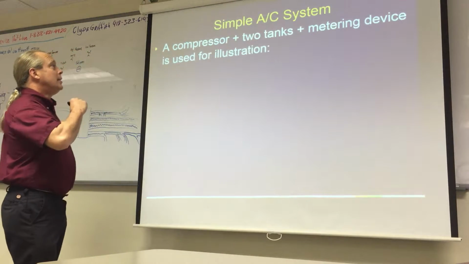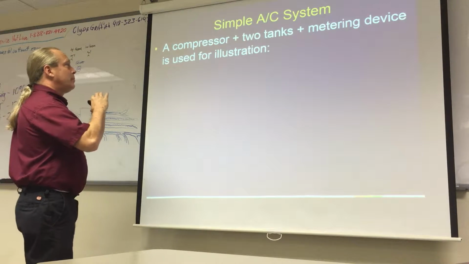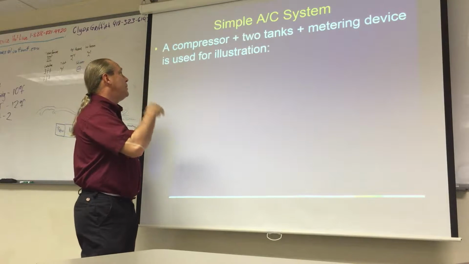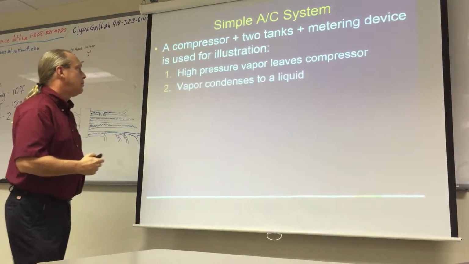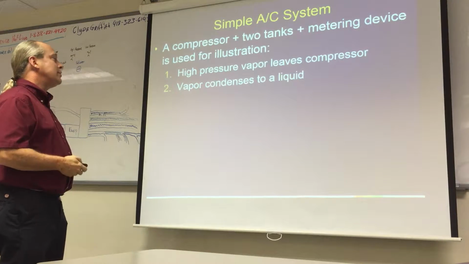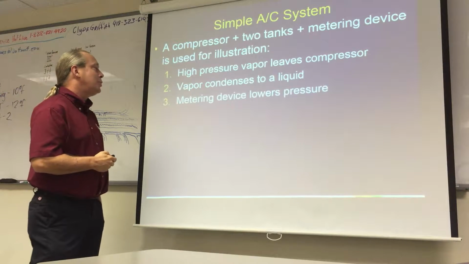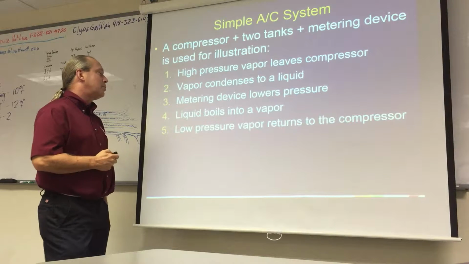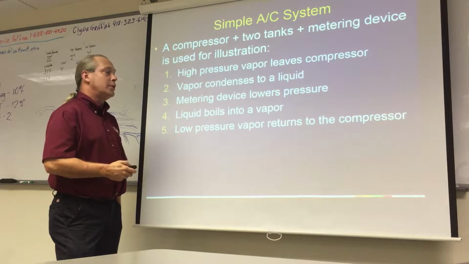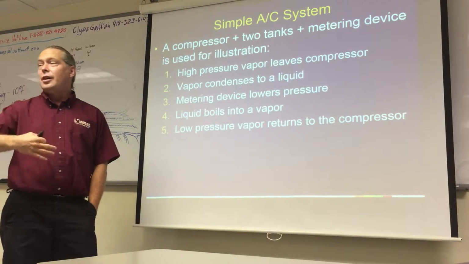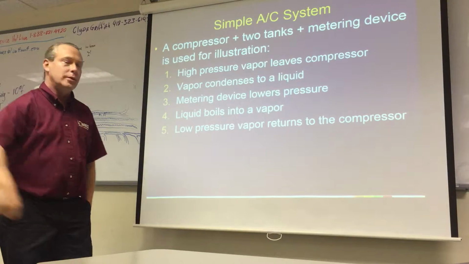All right. Simple air conditioning system: a compressor, two tanks, a metering device, and it's just for the illustration, really. High vapor pressure leaves the compressor, vapor condenses into a liquid, the metering device lowers the pressure, the liquid boils into a vapor, the low pressure vapor returns to the compressor. That is our refrigeration cycle.